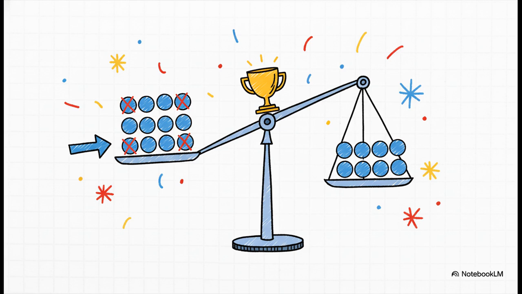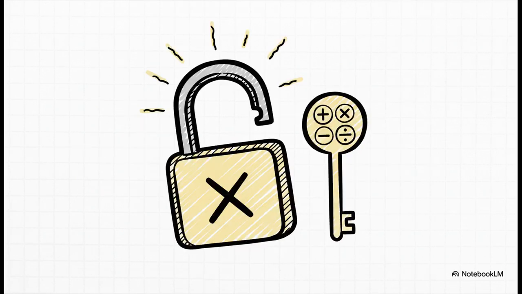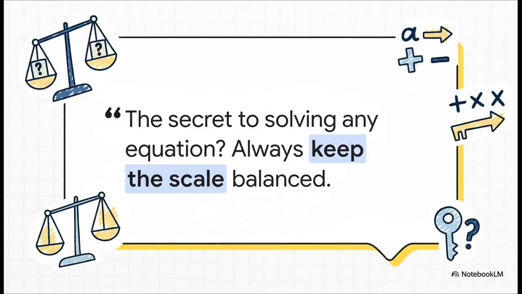Boss battle defeated. And just like that, you've done it. You've cracked the basic code of algebra. For real, you now have the skills and the toolkit you need to solve both one-step and two-step equations. Seriously, congratulations. Look, if you remember just one thing from all of this today, let it be this. The secret to solving any equation, from the simplest ones to the crazy complex ones, is always the same. Always keep the scale balanced.